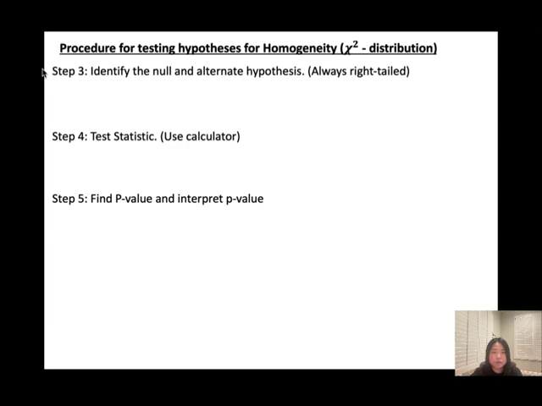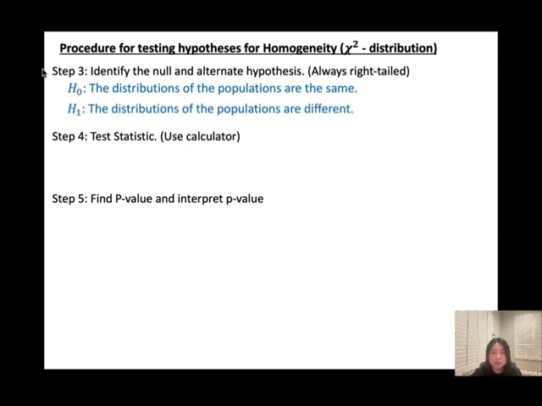Step 3. Identify the null and alternate hypotheses. We have 2 or more populations, and we want to test if the distributions of the populations are the same. Alternate hypothesis: the distributions of the populations are different. Step 4, test statistic. Same formula, but we'll be using the calculator to find the test statistic.